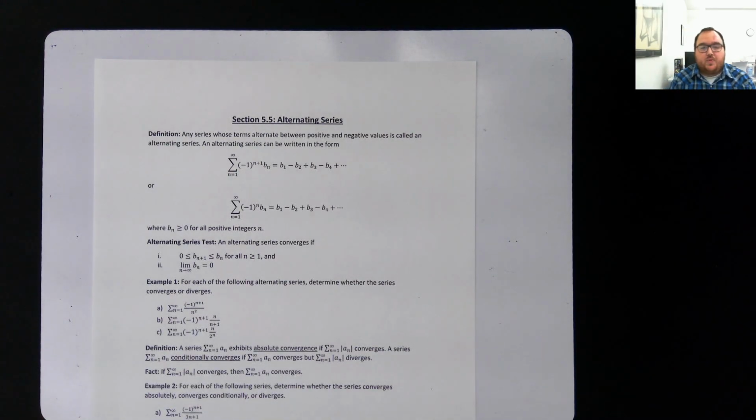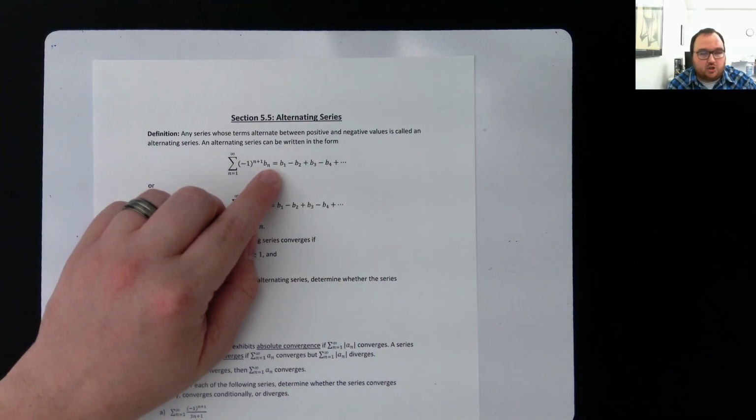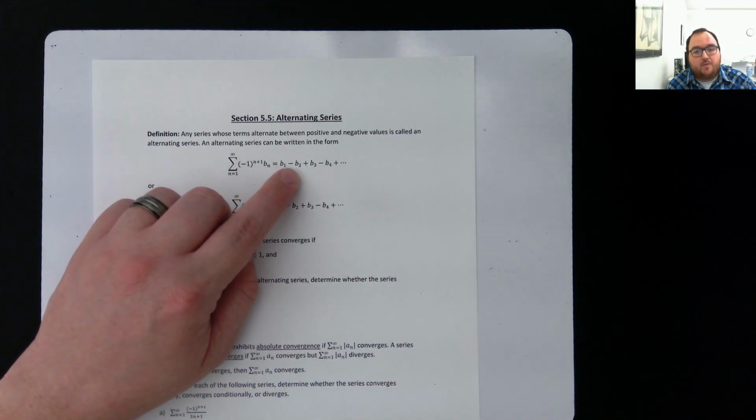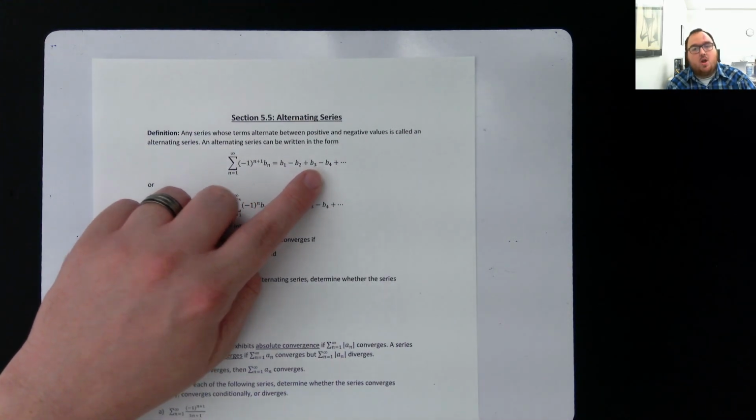Now moving on to section 5.5, which is going to deal with a certain kind of series called the alternating series. And what this is pretty much is my signs are going to switch. We saw a few of these in section 5.2. Basically, like I said, our signs are just going to switch. Positive to negative to positive to negative, on and on.